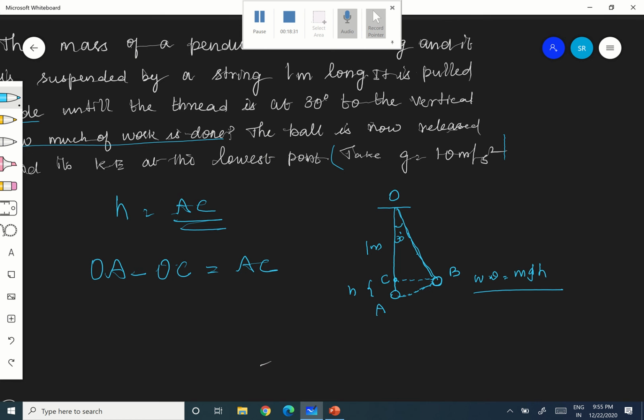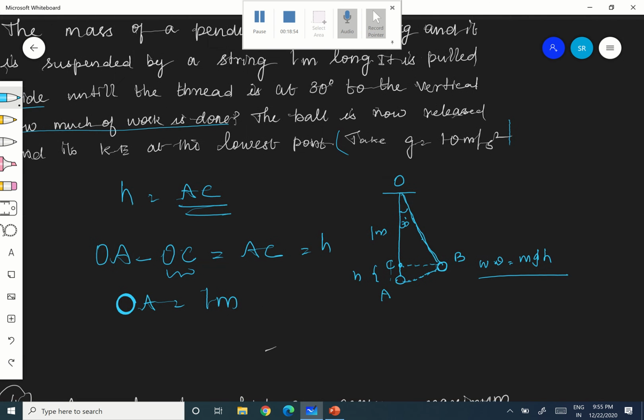But you know what OA is. OA is nothing but 1 meter. The string length is given already. Now our job is to find out OC. If you know OC, then you can very well find out H. AC is nothing but H. For finding OC, you are given the angle. Therefore, you know OCB is a right angle triangle. From that, what I want is OC. Hope you are following.